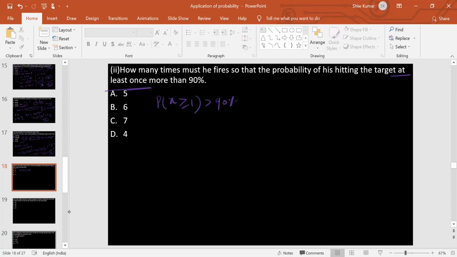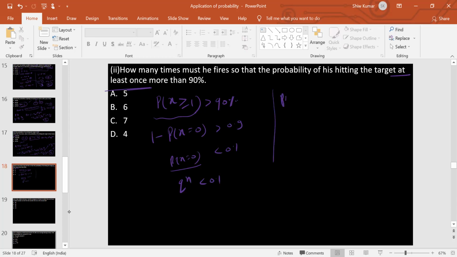देखो x greater than and equal to 1 इसको हम लोग लिख सकते हैं total probability में you subtract that probability of hitting the target 0 times and it must be here 0.9. तो 0 times means इसको हम लिख सकते हैं probability of x is equal to 0, and if you simplify them you will get it here 0.1. So probability of x is equal to 0 is given as q raised to n, and that must be 0.1.